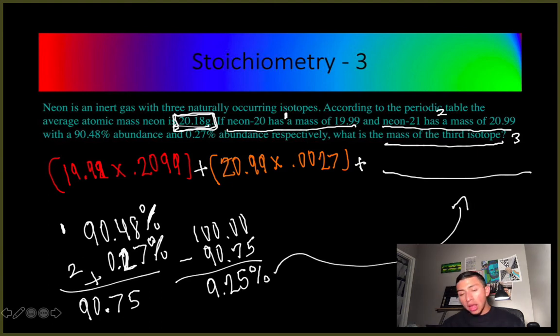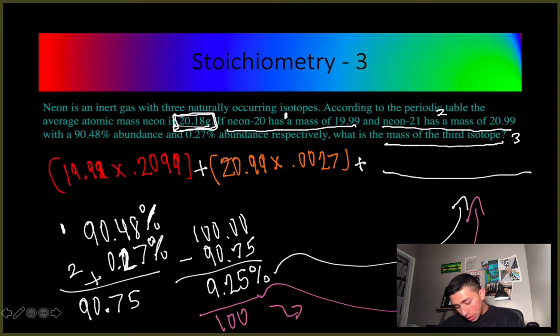So now we are not as stuck as we once were, right? Because now we know more information. Now we know the percent abundance. Now, once again, I'm going to insert this into the problem as a decimal point. So I'm going to divide this by 100, which should give me 0.0925. And I'm going to insert that into my setup once again.